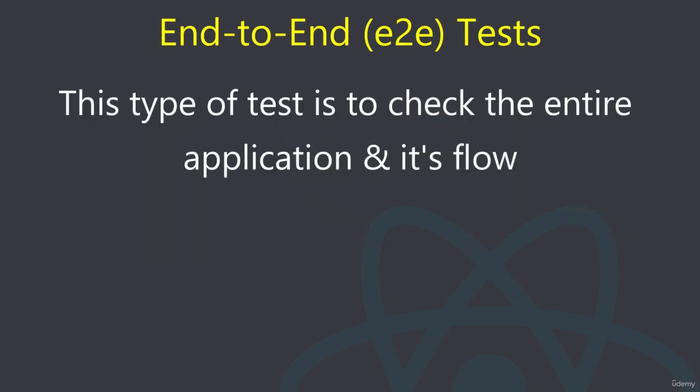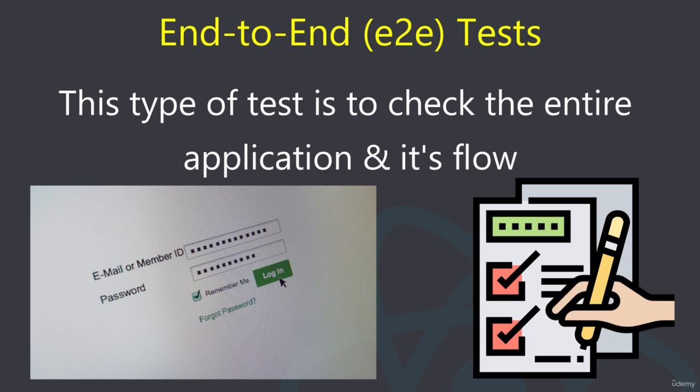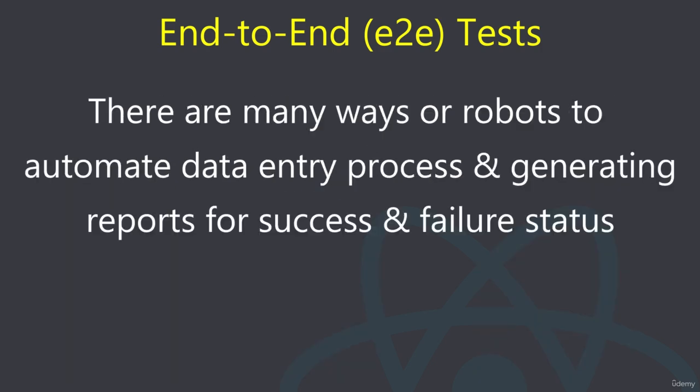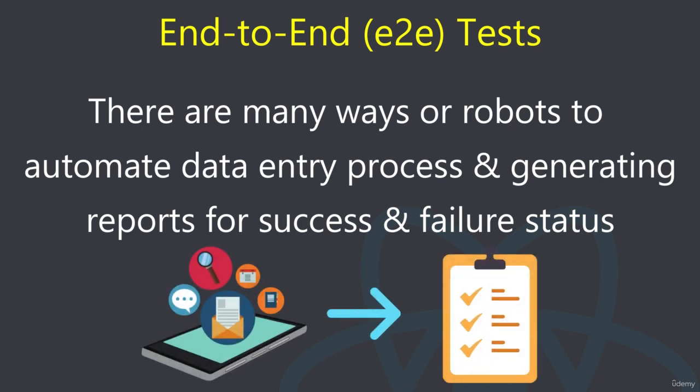This type of test is to check the entire application and its flow. It's almost like the way an end user uses the application. That's the same way the test is performed on the application. There are many ways or robots to automate the data entry process, and they also generate reports for success and failure status. So this is just a basic idea about types of tests.